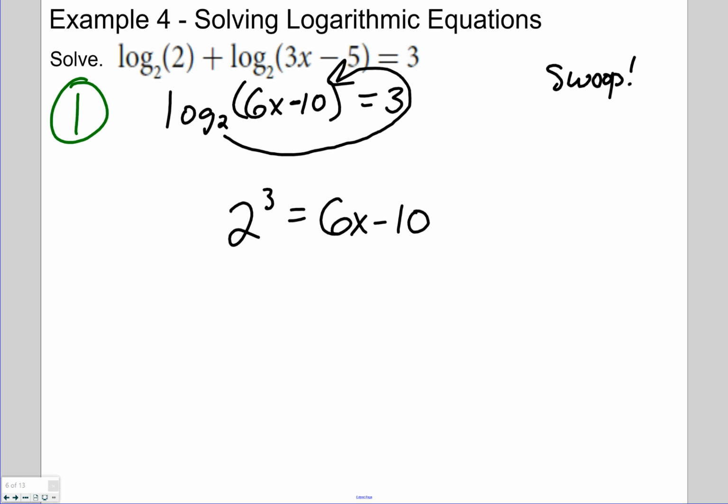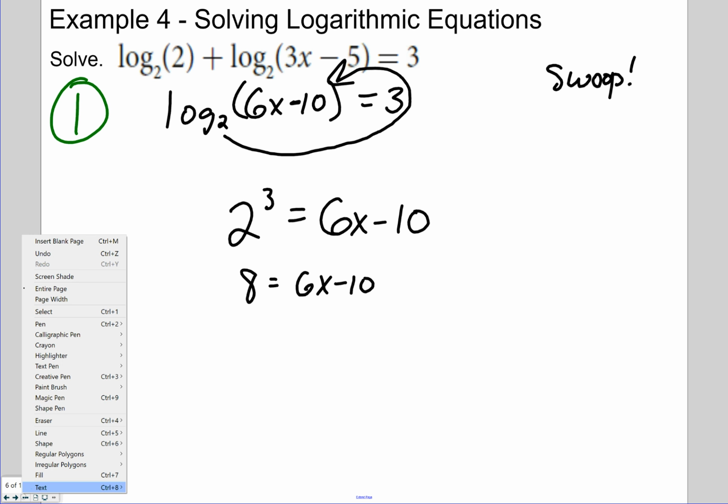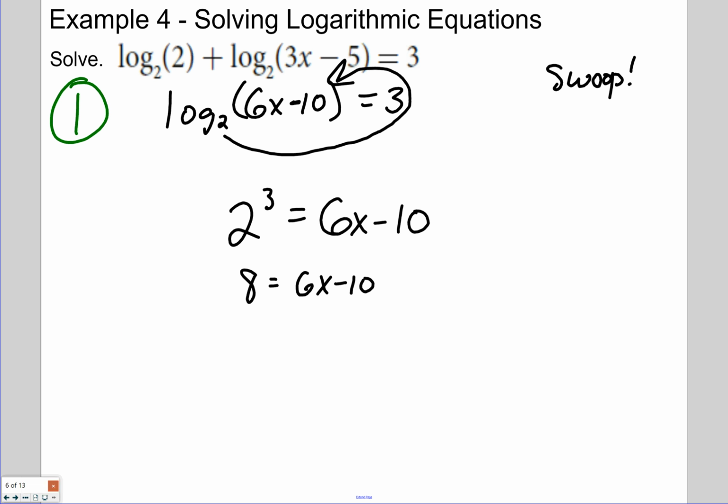Okay? So, what's 2 cubed? 8. All right? Move that minus 10 over, Jalen. Now you can do it, now that we've swooped, by adding 10. So what do you get on that side, Jalen? 18. So, Jalen, hit me with the answer.